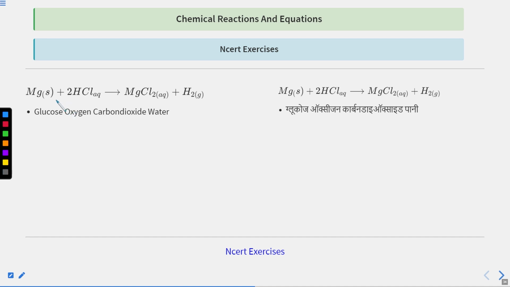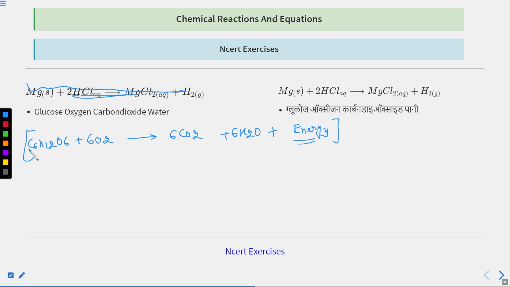You can see an example like Mg plus 2HCl gives MgCl2 plus H2, and glucose. This is a misprint. Okay, so the reaction will be glucose, which I told you already is C6H12O6. And if I write the balanced chemical equation, you have to put 6O2. Then you will get 6CO2 plus 6H2O, and along with these you will get energy. That means energy is released here. I hope this is clear to everyone.